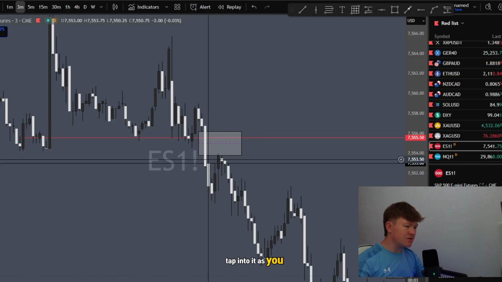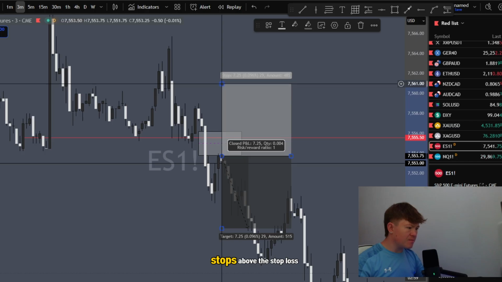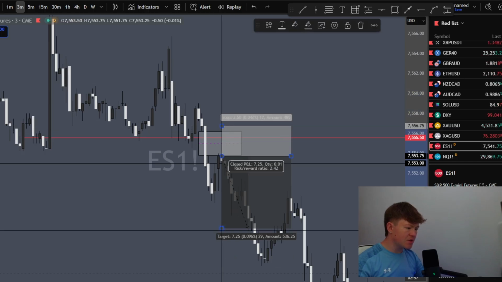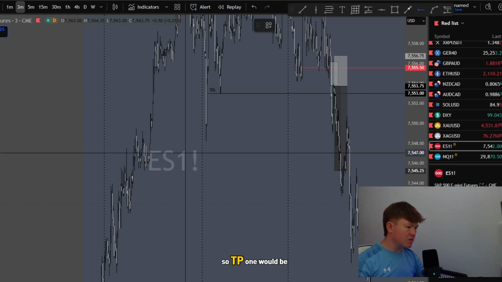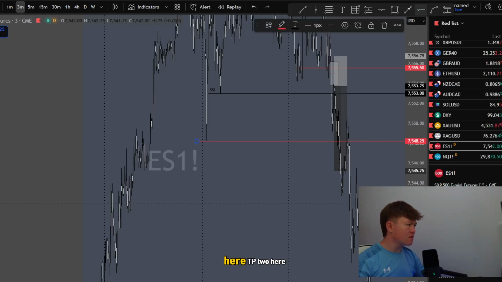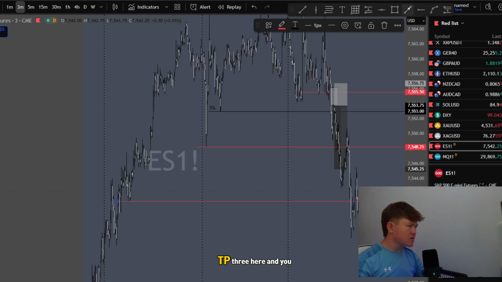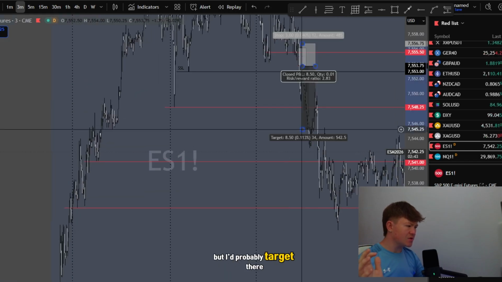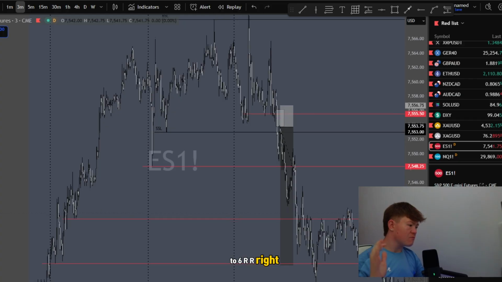tap into it. As you see there, it gets tapped into, short, stops above, the stop loss, and then TPs at these lows here. So TP1 would be here, TP2 here, TP3 here, and you can target as far down as you want, but I'd probably target there, and boom, as you see, a 1 to 6 RR right there.